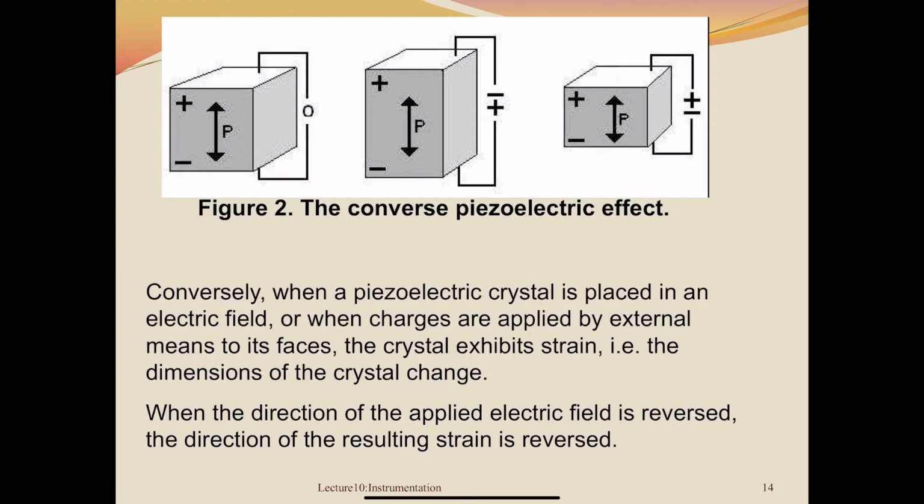The second effect is the converse piezoelectric effect. This effect occurs when we apply voltage onto the crystal. For here, when we apply 0 voltage, there is no displacement in the crystal. But when we apply positive voltage, the crystal will expand. And next, when we apply negative voltage, the crystal will shrink.